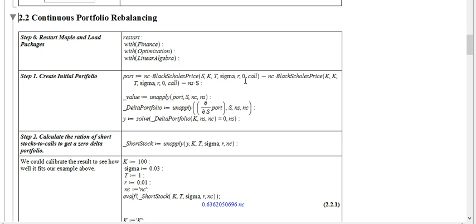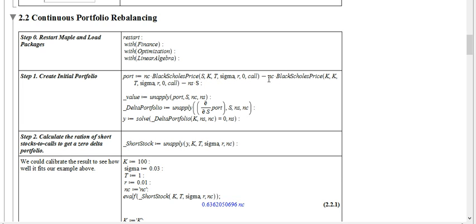We will put 0 here, which corresponds to the dividend yield, which for our purposes at this point is not relevant. And we will let Maple know that we are working with call options. Here we are using the Black-Scholes environment, but we could use any other more complex one if we want, in order to accommodate the underlying stochastic processes for the stock.